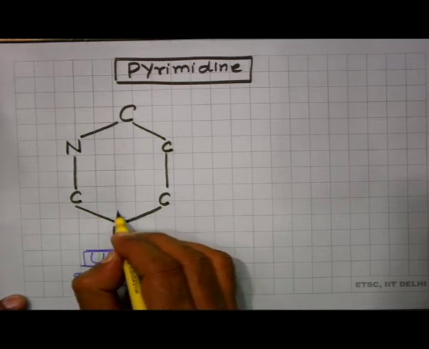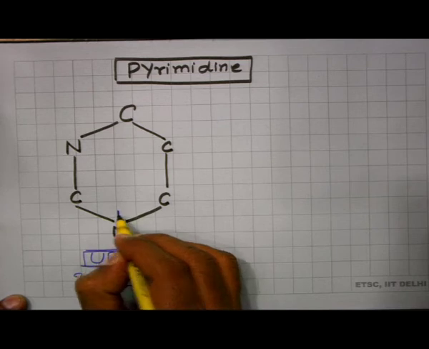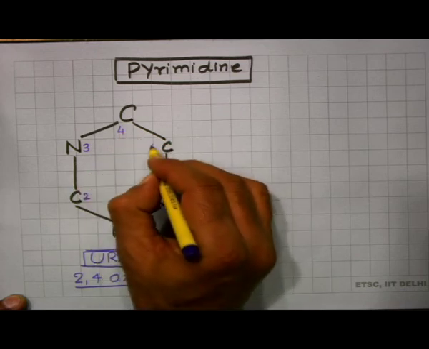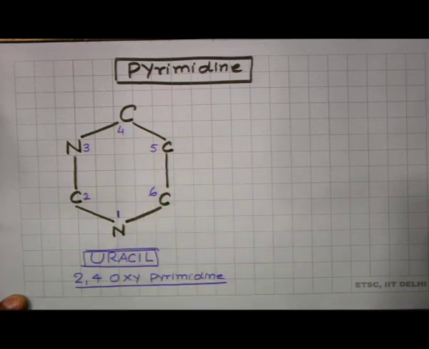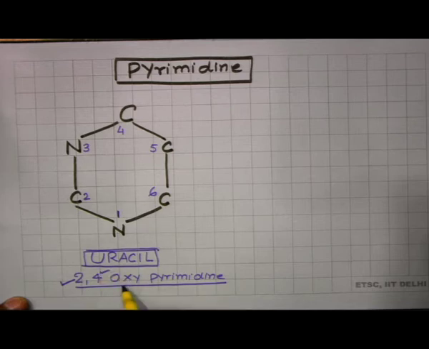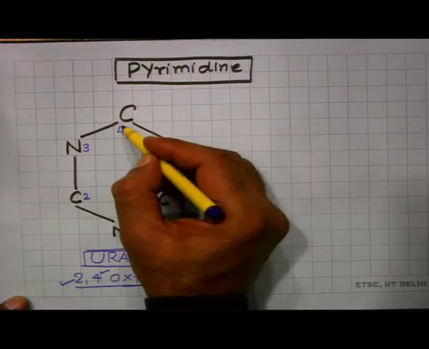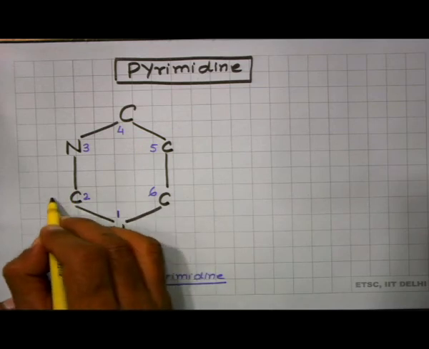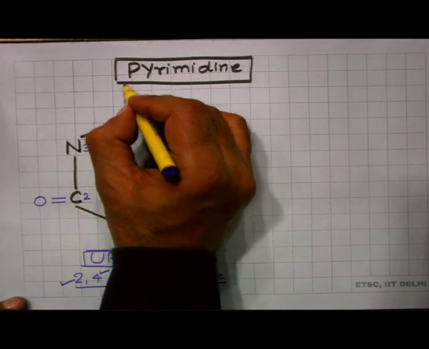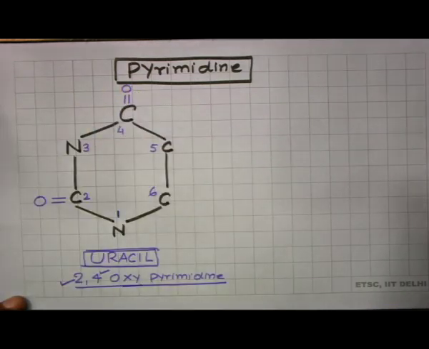Here nitrogen is placed 1, 2, 3, 4, 5, 6. By knowing this, the placement of nitrogen and carbon at 1, 2, 3, 4, 5, 6 positions, you can easily write the structure of uracil. Uracil has 2,4-oxy, means at 2 position and 4 position there is the oxy group. So, you can easily write here the oxy group with the help of double bond, here is the oxy group, double bonds are there.